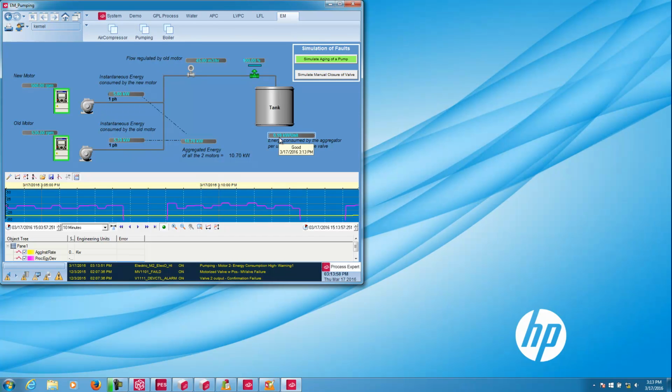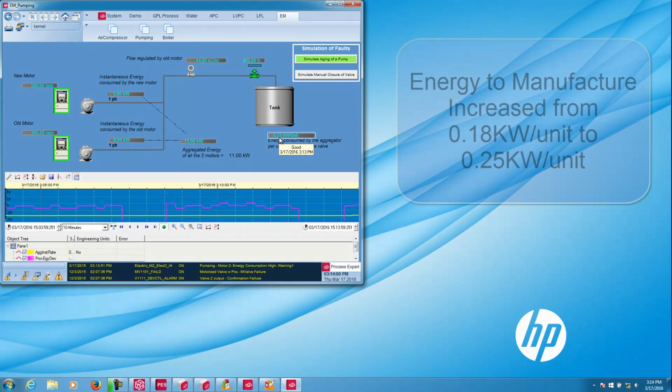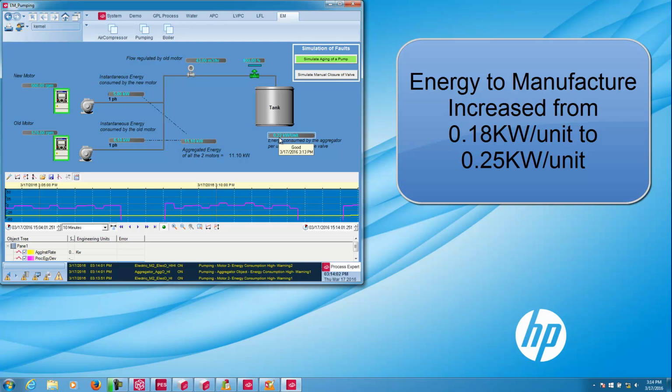And now we'll notice that the amount of energy it's taken to make that particular unit of product has gone up from 0.18 to 0.23. Roughly 0.25 is where it's going to stay steady. Okay? So immediately we're starting to see some things.